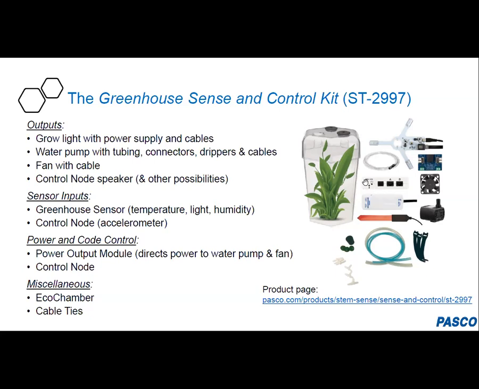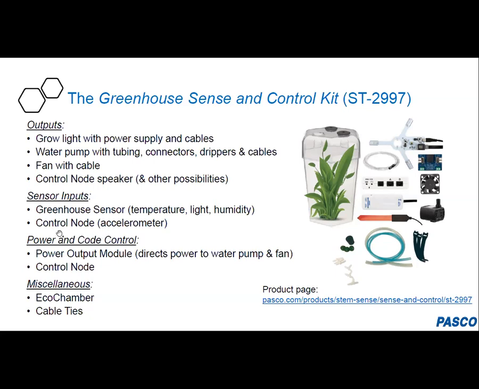The control node, which we use to send power out to the outputs and also to get sensor information back into the software. The sensor that we used right now was called the greenhouse sensor. That's what was able to read temperature, light, humidity, as well as soil moisture. I ran out of room and didn't put it here, but it also reads the soil moisture.